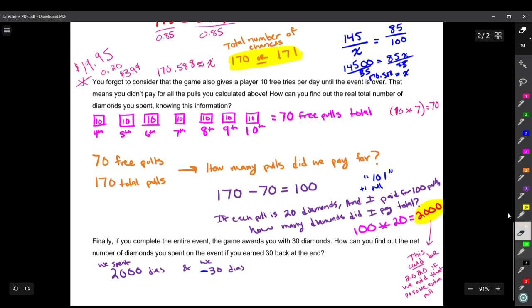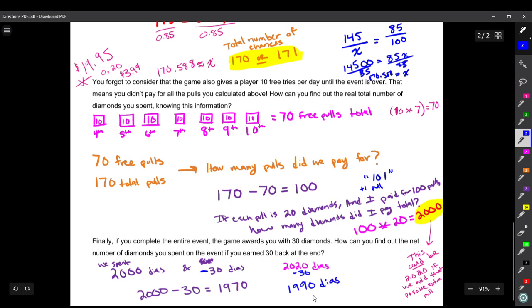I don't know why I still can't erase that. I'll just have to cover it up. Okay. So all you have to do is say, well, if I spent 2,000 but I earned 30 back, then I really hope my math is right on this. Yep. Okay. And if we're going to use our 2,020 number, what if we spent 2,020 diamonds? Because we don't really know. We can still just subtract 30 diamonds from there.